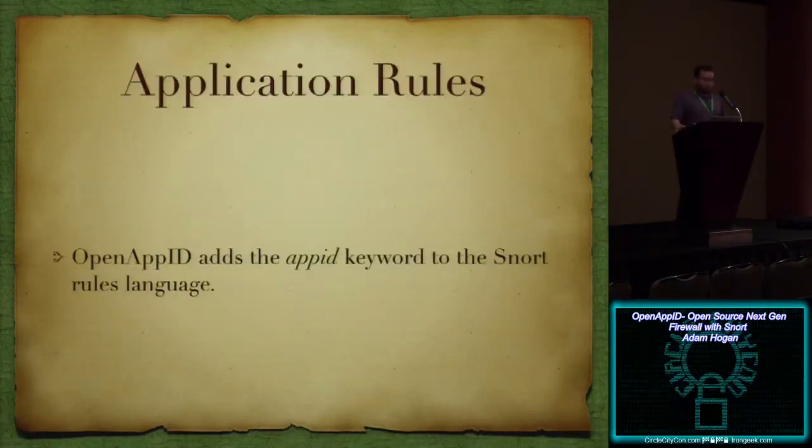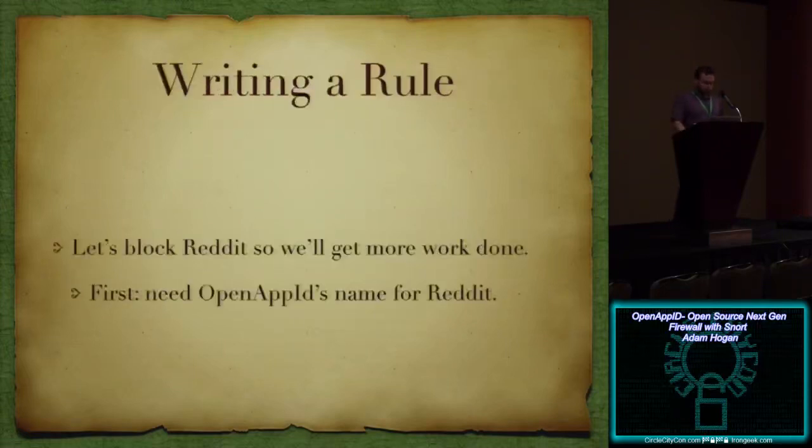All right, so we're actually adding the openappid or app ID keyword to the Snort rules language. So when you're writing a Snort rule, you can now specify what applications to fire on, which immediately gives you some control, as well as better tuning, right?